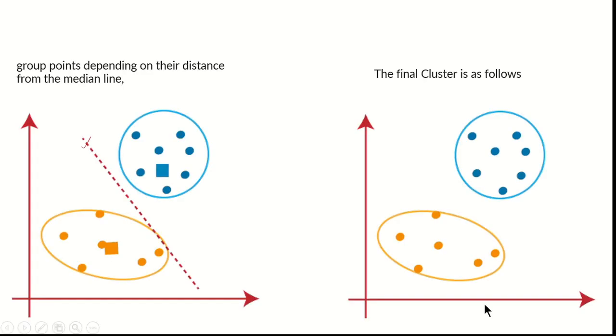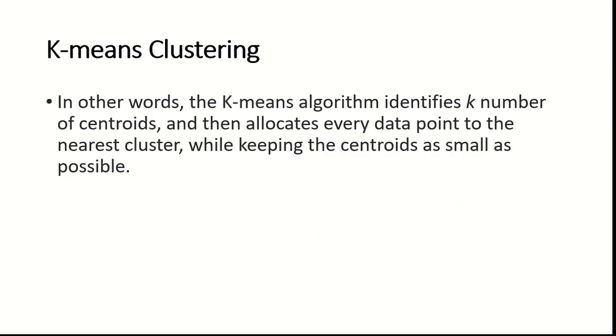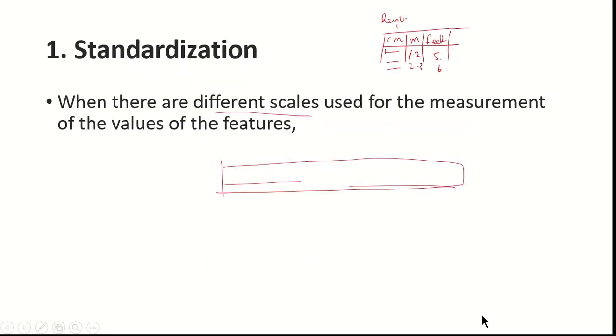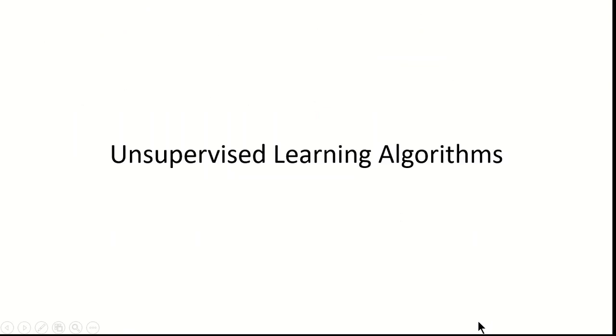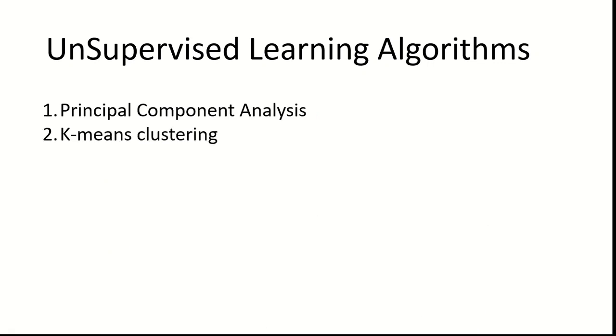So this is all about the unsupervised algorithms. In this we have seen only two algorithms. One is principal component analysis, and the other one is K-means clustering. So these two are the things we have seen.